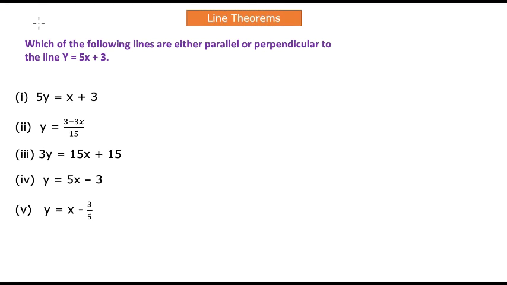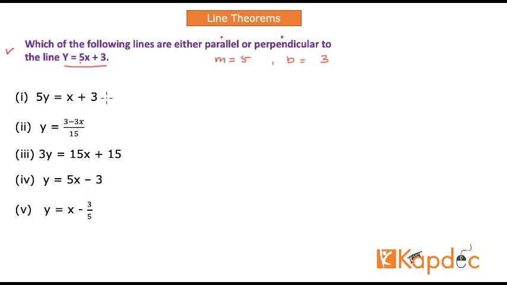Alright, in this example, we have been given a line y = 5x + 3. Out of these five options, we are supposed to find which one of them is either parallel or perpendicular to this given line. The very first thing we need to do is find the slope and y-intercept of this given line. In this case, it is very easy to compute. The slope is 5 and the y-intercept is 3 units. Now let's define the slope and the y-intercept of each one of those given lines.